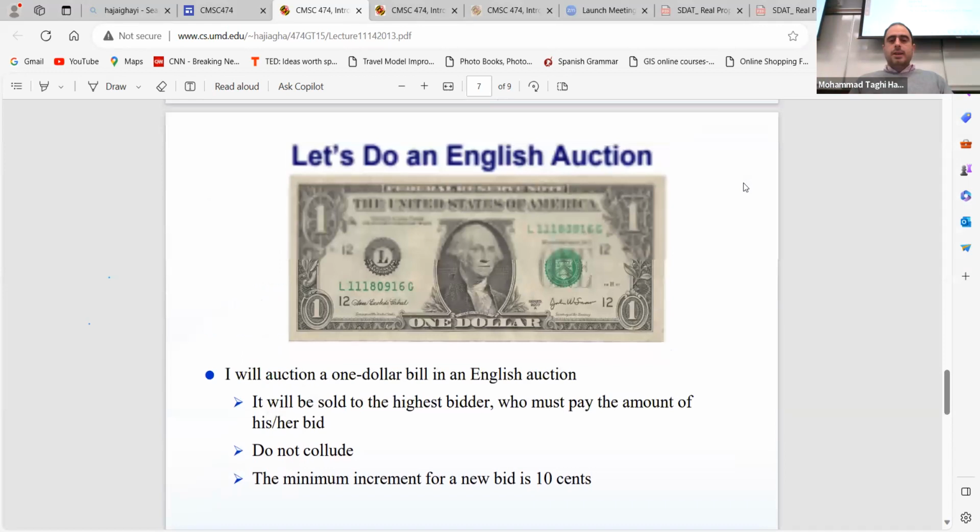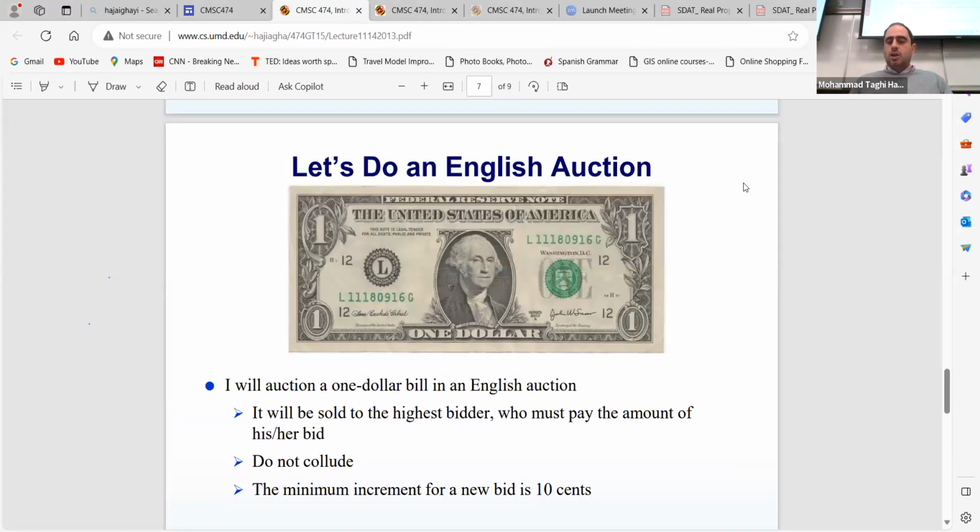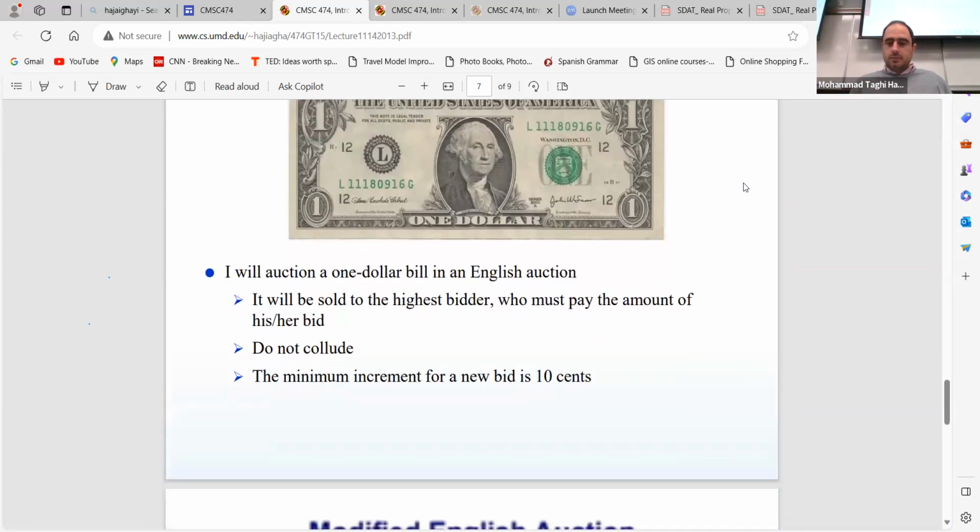In the English auction that we are doing, I will auction a $1 bill. It will be sold to the highest bidder, who must pay the amount of his or her bid. I will just run it in the class, and there is no collusion, say. The minimum increment for a new bid is 10 cents. So that's the first one.